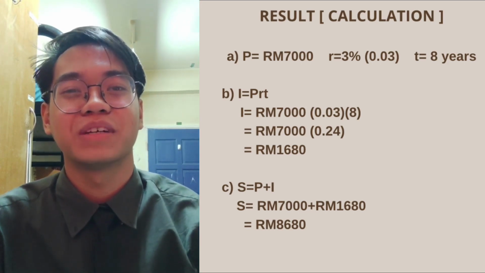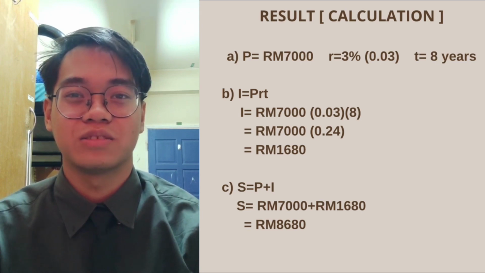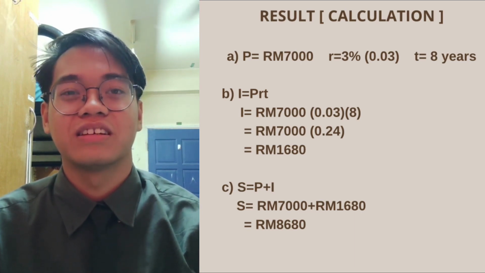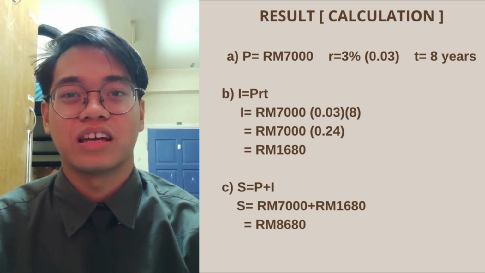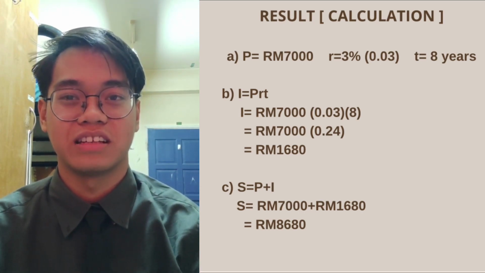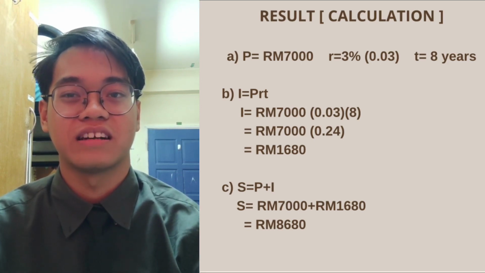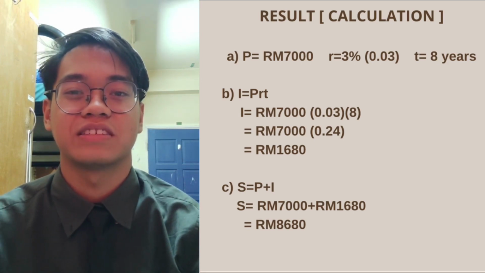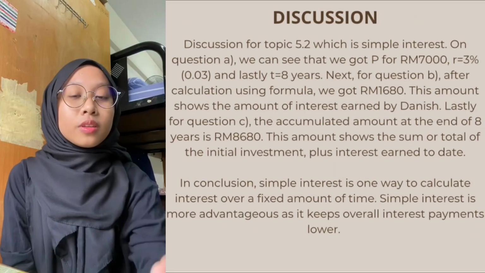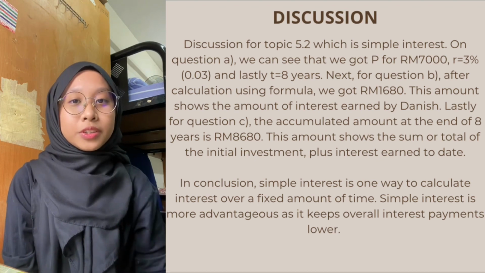Next is question C, where we need to find the simple amount. The formula we must use is S equals P plus I. So the conclusion is S equals RM7000 plus RM1680. The simple amount that Danish gets is RM8,680.